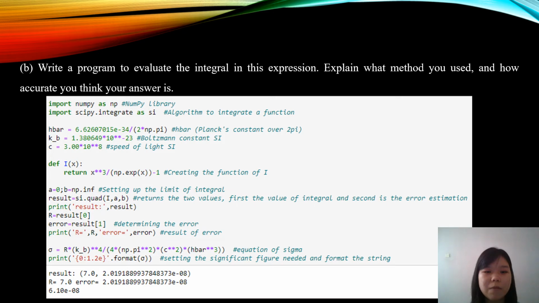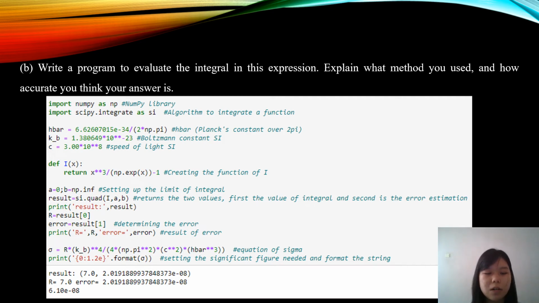For this part, the result will return two values. The first value is the value of this integral, and the second value is the error of estimation for this integral. Next, we need to print the result for this integral. The first value of the integral is written as result[0]. This is the value of the integral. result[1] is the error for this integral.